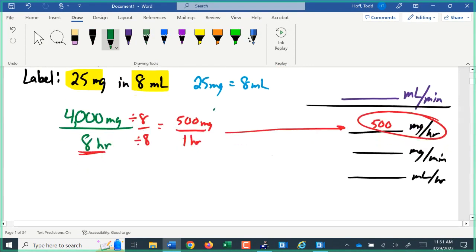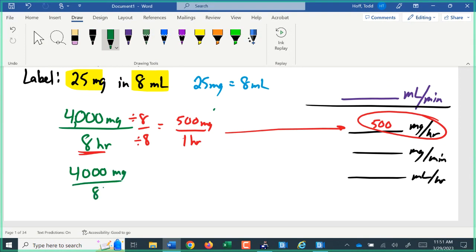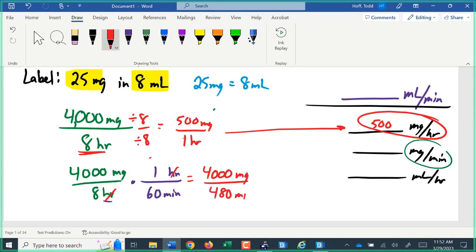Again, typically we don't set it that way. So let's start out again with the 4,000 milligrams over 8 hours. If we were setting it to be milligrams per minute, we would have to get rid of the hours. Again, hours are on bottom, so we're going to put hours on top to cancel them out. And 1 hour is 60 minutes. So the hours cancel out. 4,000 milligrams times 1 is 4,000 milligrams. 8 times 60 minutes is 480 minutes.